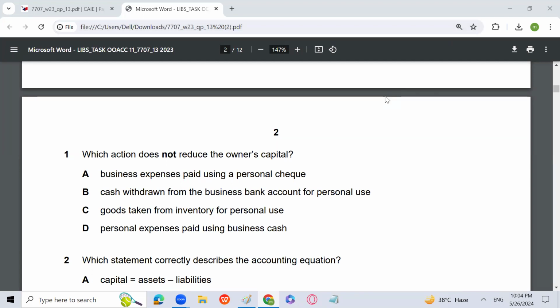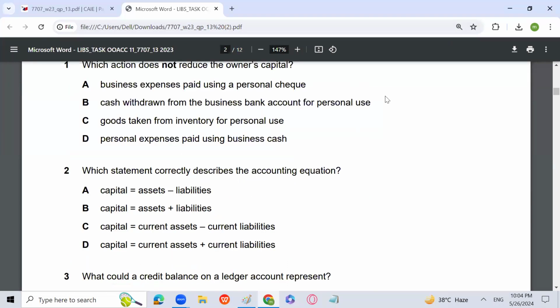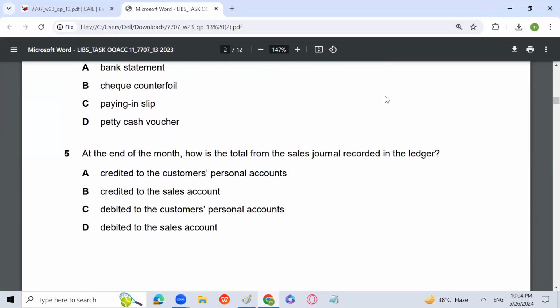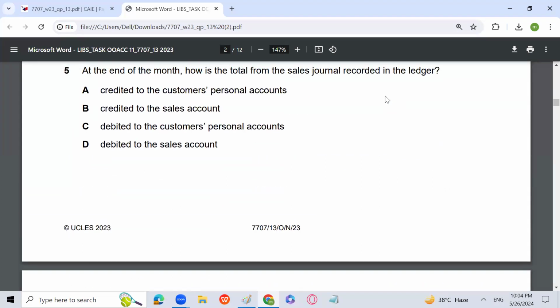This is Sir Haris and we are going to solve our MCQs paper for O level accounting 7707 and IGCSE 0452. So let's start this paper. There are 35 MCQs in the paper and 1 hour 15 minutes will be there. This paper has come in October November 23, variant 13.